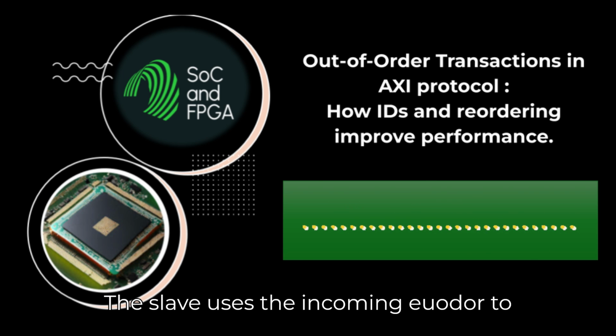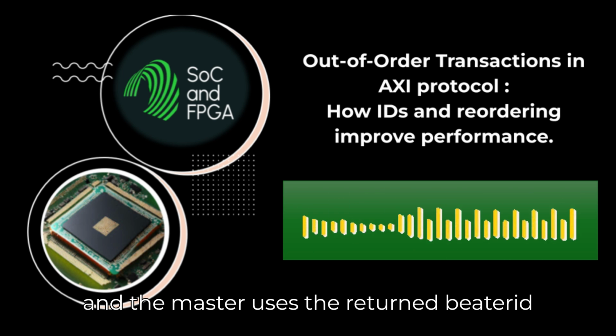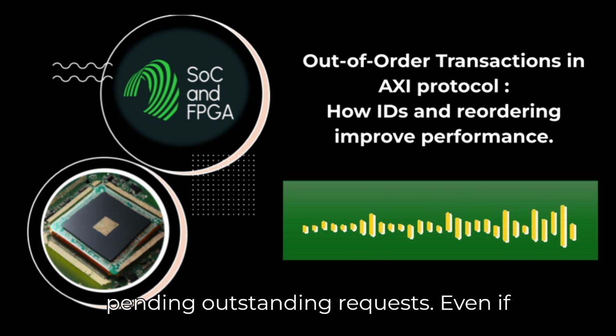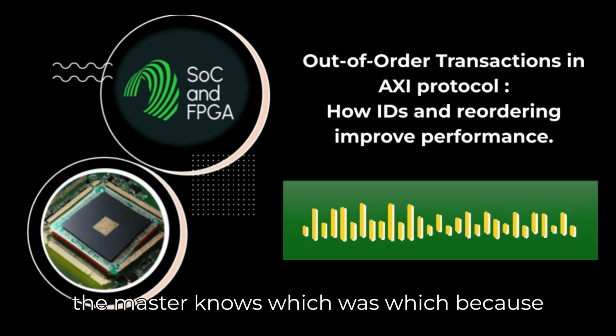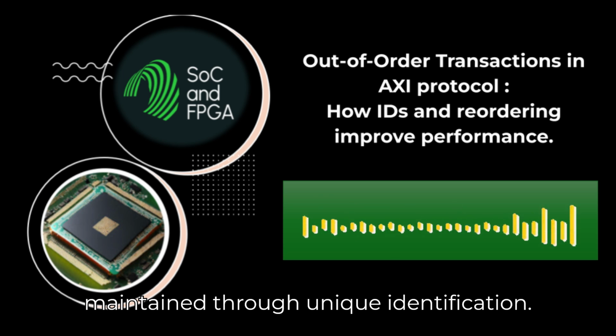The slave uses the incoming AWID or ARID to know which transaction it's working on, and the master uses the returned BID or RID to match the response to one of its pending outstanding requests. Even if response B arrives before response A, the master knows which was which because of the IDs. That's the mechanism. Order maintained through unique identification.